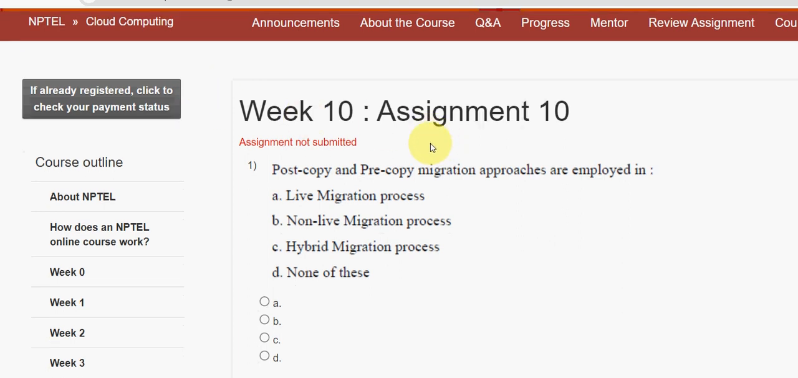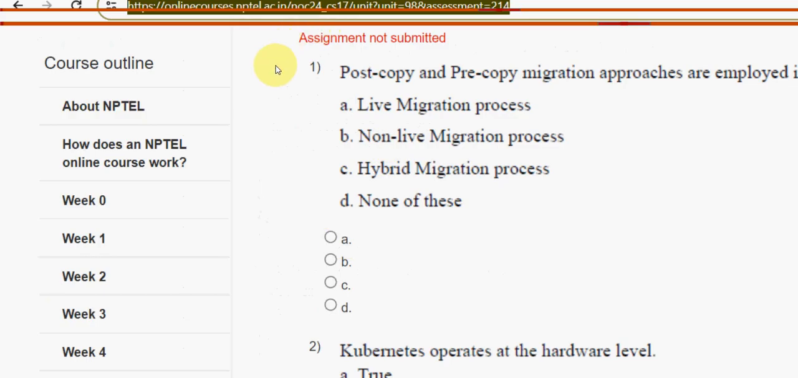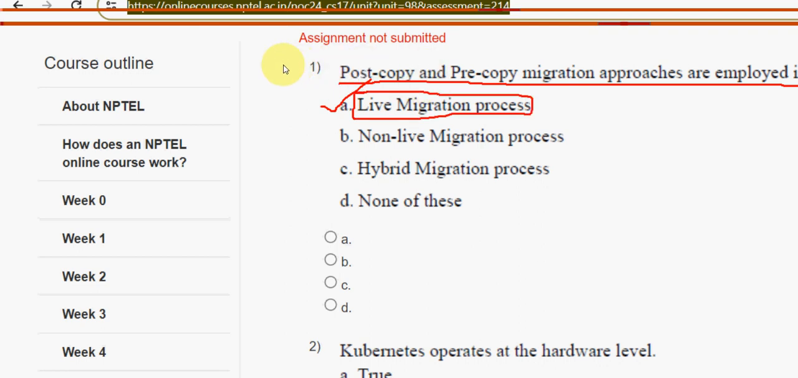Let's see the first question. Post-copy and pre-copy migration approaches are employed in which type of migration process? So for the first question, the answer is option A, guys, live migration process. So mark option A.